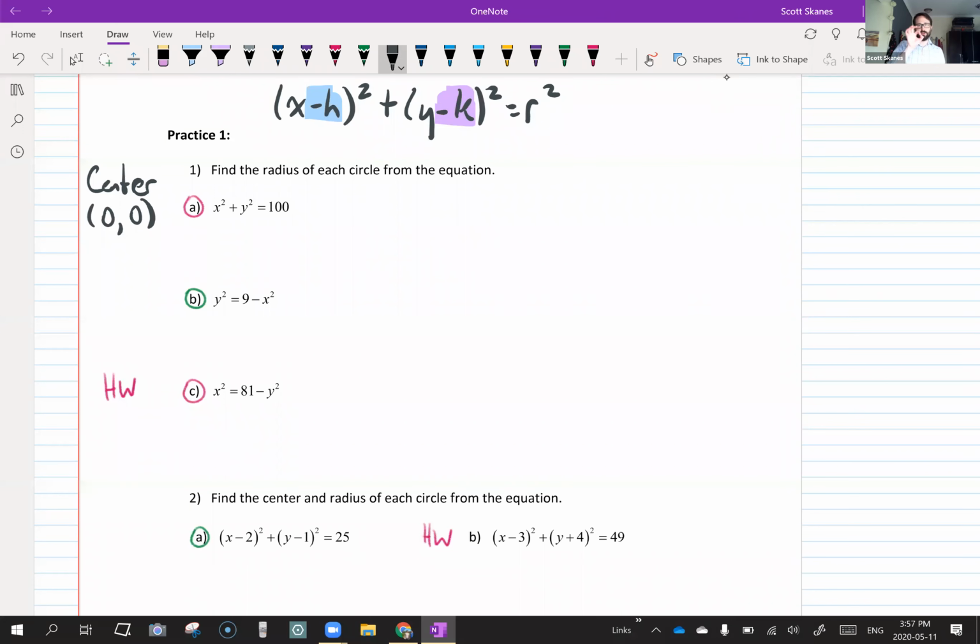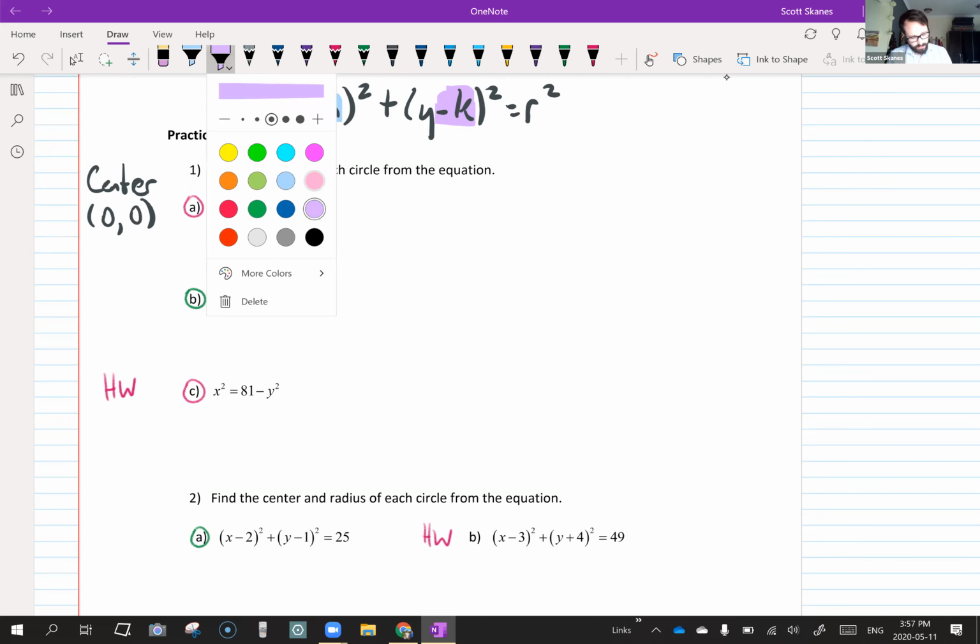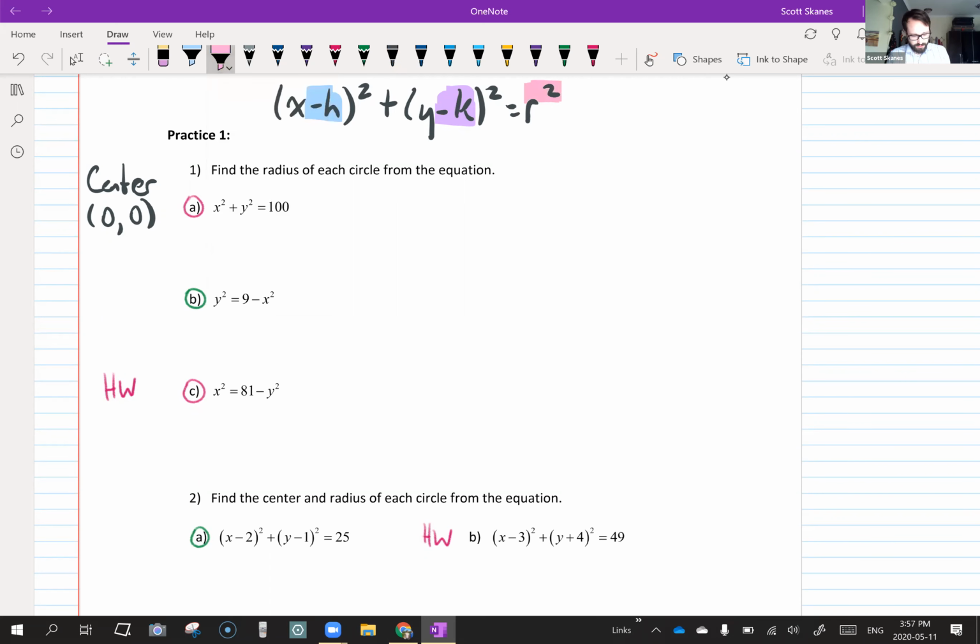It exists at the origin, but it does clearly have a radius. So the radius here, remember this is r squared, so the number we get back is already squared. So we have r squared equals 100.